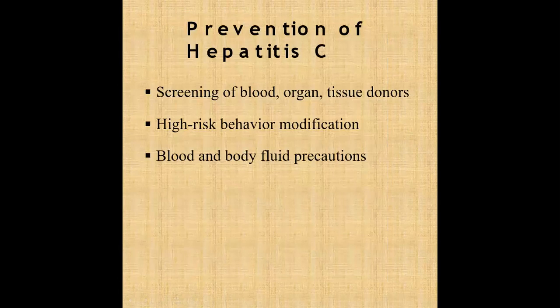Prevention of hepatitis C virus: screening, because prevention is better than cure. So how to protect yourself from hepatitis C virus? Screening of blood, organs, tissue, and tissue donors. And by chance, if you suffer from any disease and need operations or replacement of organs, in that case you must screen the donors to check whether he or she is suffering from hepatitis C or not. High risk behavior modification is also needed.